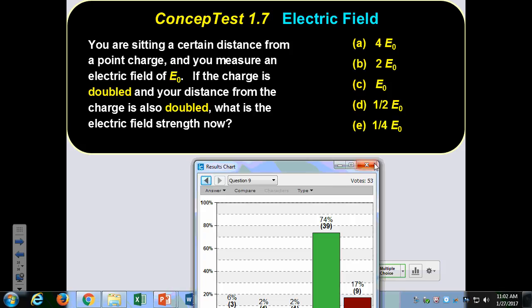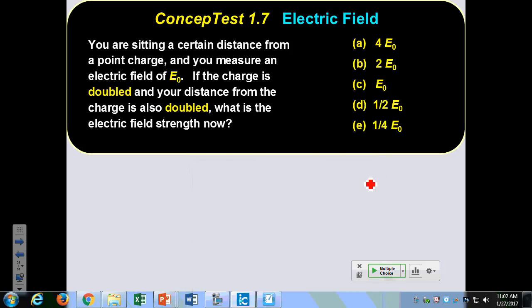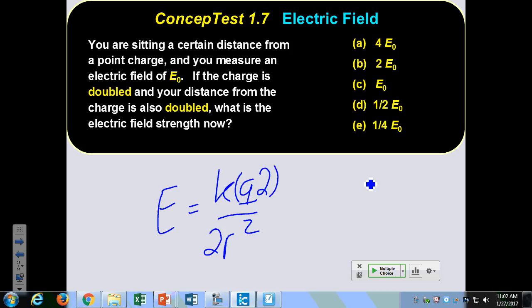Okay, D is right. I understand why some of you put E. Let me show you. First, you want to write out your expression. E is kQ over r squared. I am doubling Q, and I'm doubling r, so I get a factor of 2 over 2 squared, which is 4. So I get that my electric field is half what it was originally.